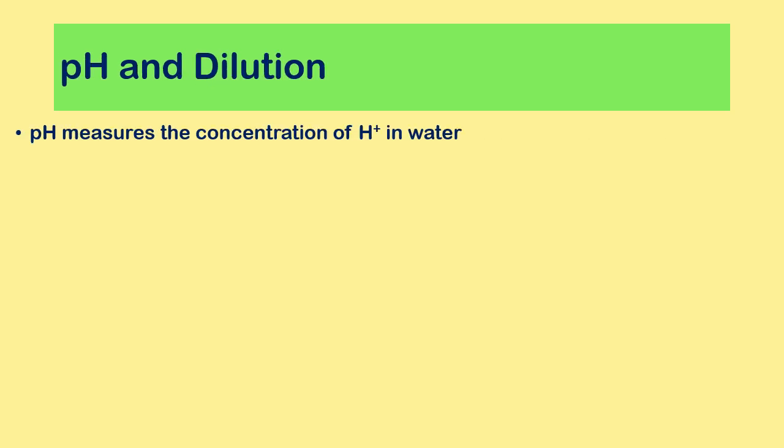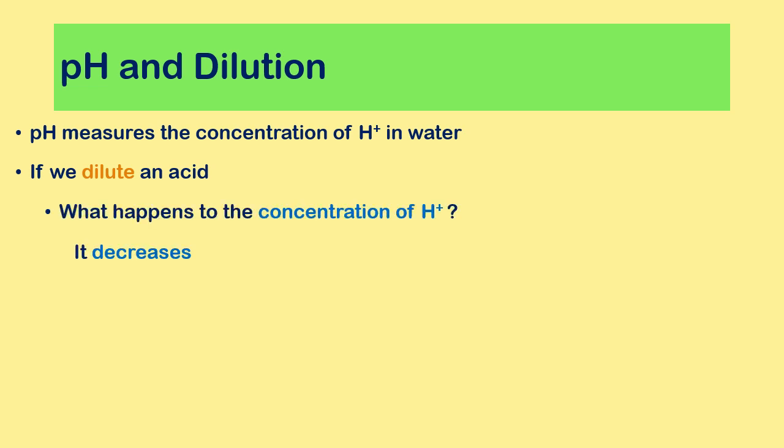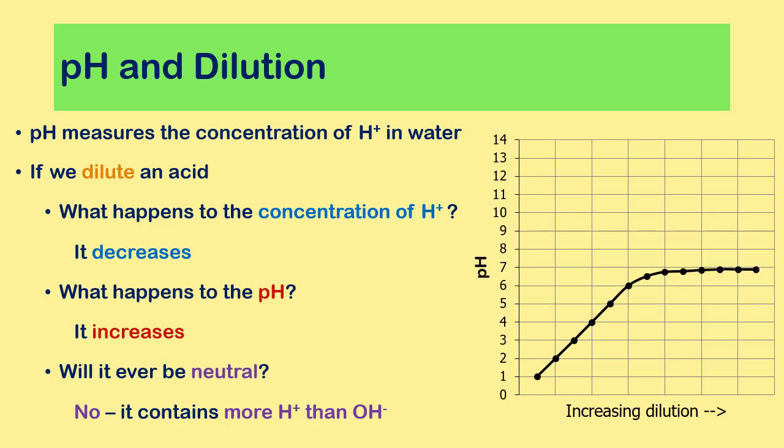Now, pH measures the concentration of hydrogen ions in water. The higher the concentration of hydrogen ions, the lower the pH. If we dilute an acid, meaning adding water to it, what that does is it lowers the concentration. If we lower the concentration of hydrogen ions, it means the pH will actually go up. And so we can plot a graph of that.